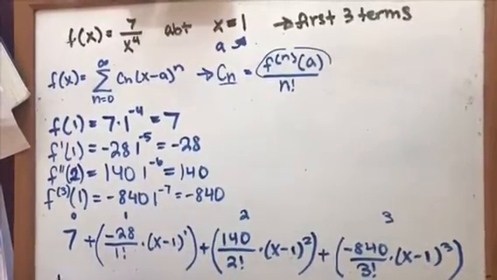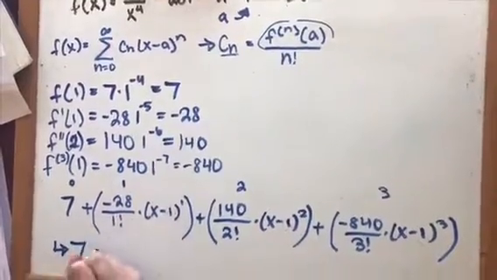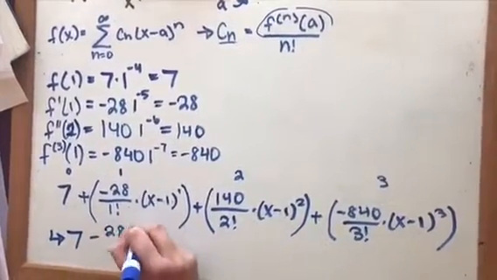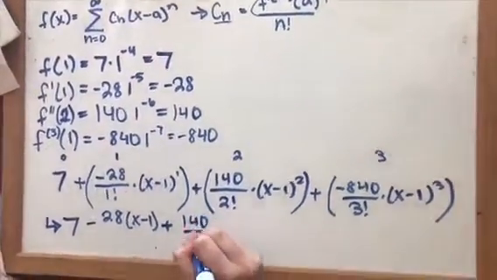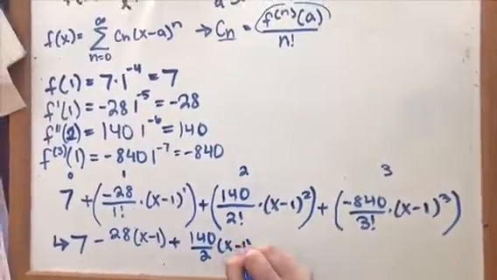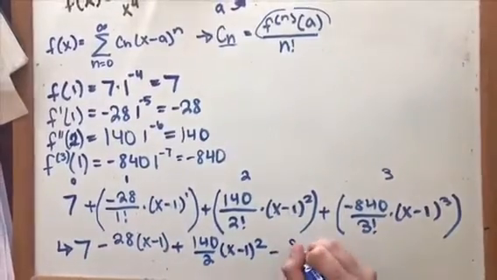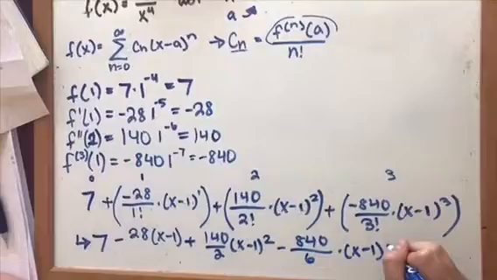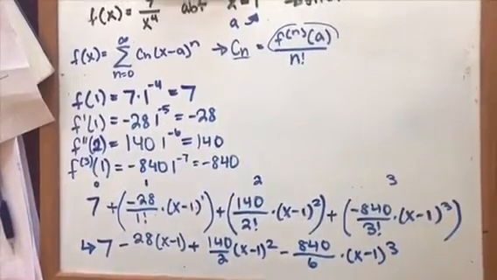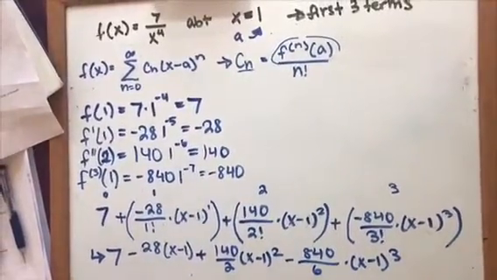So to simplify this just a tiny bit, we have 7 minus 28 times x minus 1 plus 140 over 2 times x minus 1 squared minus 840 over 6 times x minus 1 to the third power. And that is our third degree Taylor polynomial for 7 over x to the fourth power.